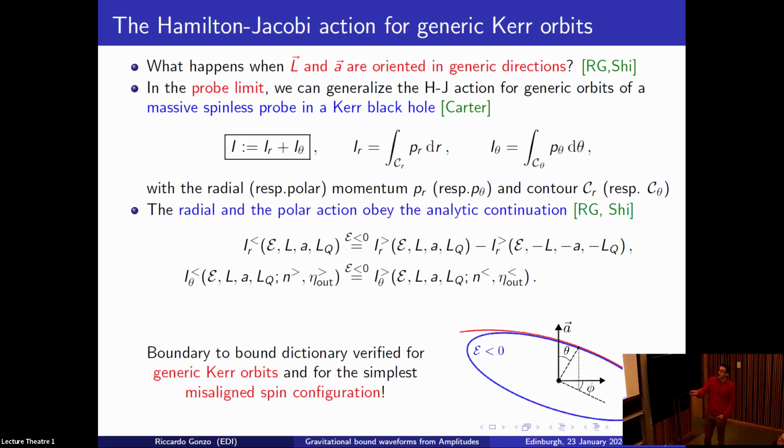The interesting part is that we found an analytic continuation for the probe limit at all orders in the coupling, for both the radial and the polar action. That means that also for the probe limit with generic orbits, this works, and the simplest misaligned spin configuration still works. The probe limit is very important. Most of the work done also in the self-force and in the EOB approach relies on the probe limit as a kind of resummation. So I believe there is a good chance that this can be extended further in various directions.